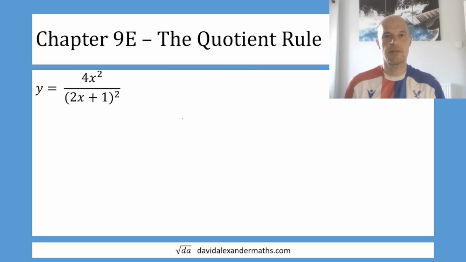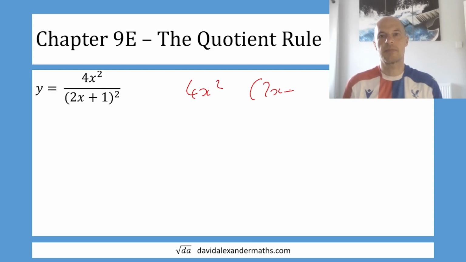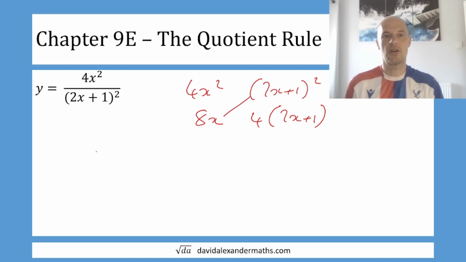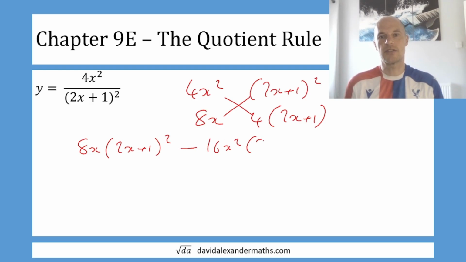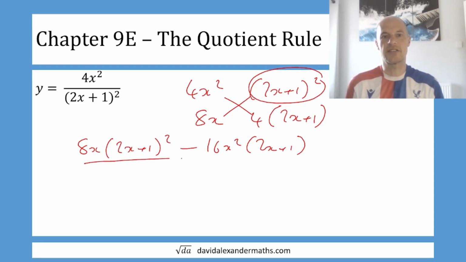Okay, so here's another example. So we've got 4x squared, we have a 2x plus 1 squared. Let's differentiate them both. So that's going to be 8x, and that's going to be 4 lots of 2x plus 1. Bottom left times top right, so that is going to be 8x lots of 2x plus 1 squared. Take away 16x squared, lots of 2x plus 1, all over the top one squared, and 2x plus 1 squared becomes 2x plus 1 to the power of 4.